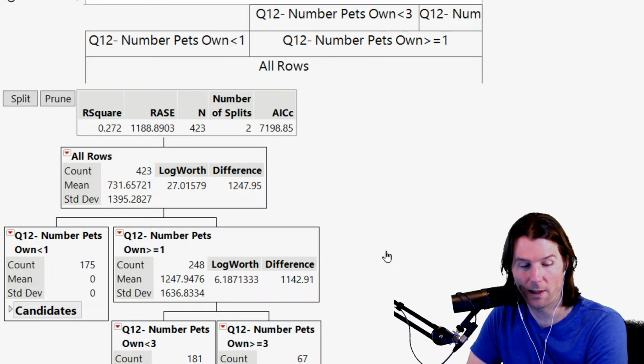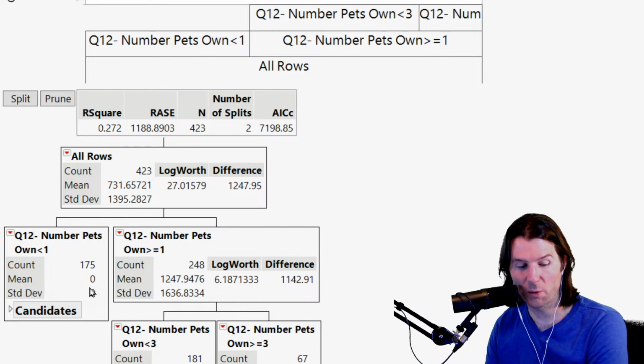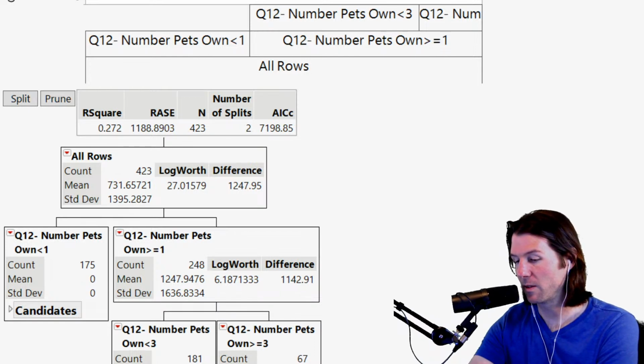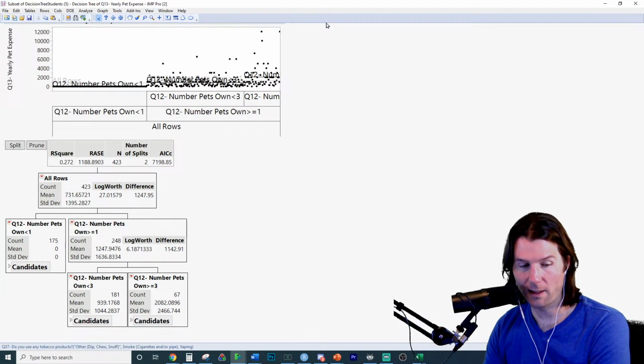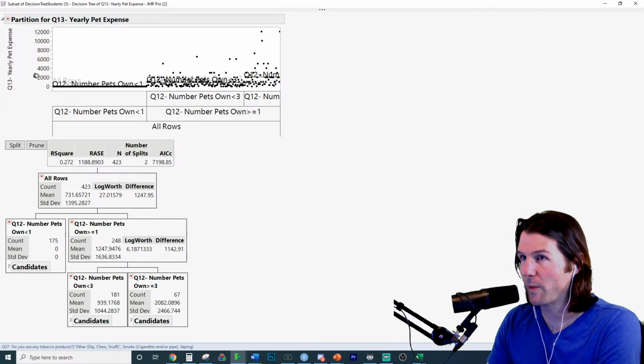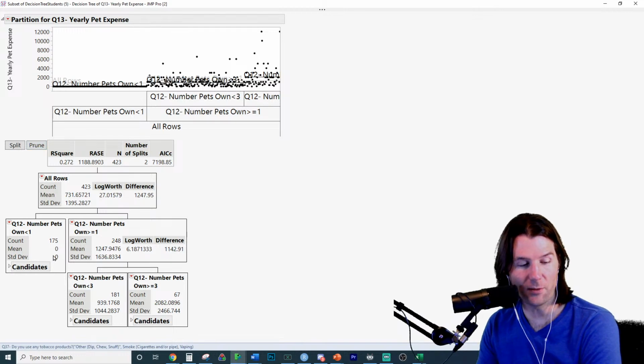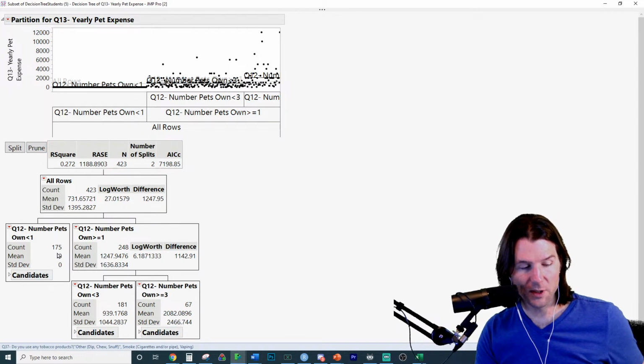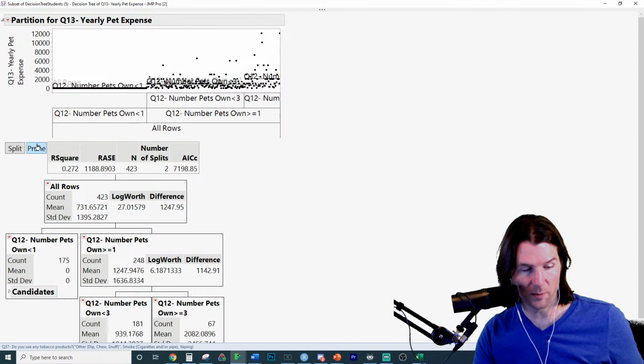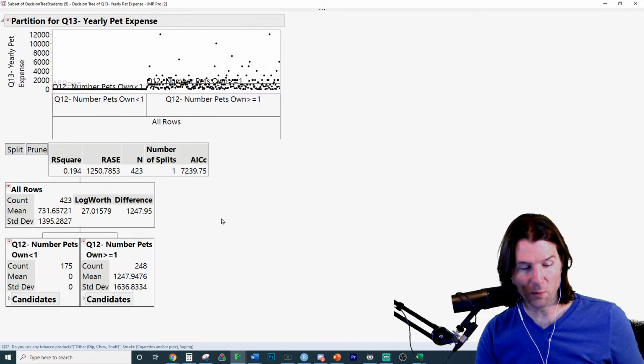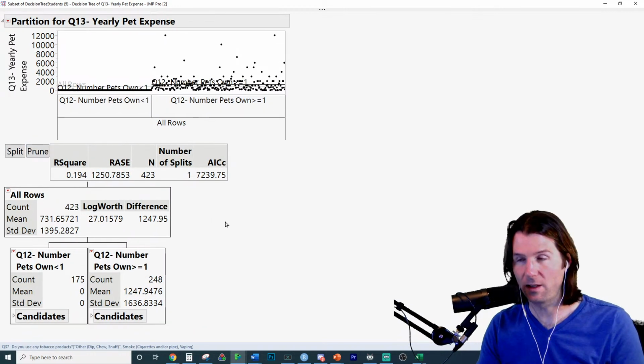Everyone in this group reports that they spend $0 on their pet. Let me zoom out on this so it makes more sense. We're analyzing how much money people spend on their pets. That's what that says right there. And every single person in this group, if I prune this, it'll be really easy to see. Every single person on the left group spends how much on their pet yearly.